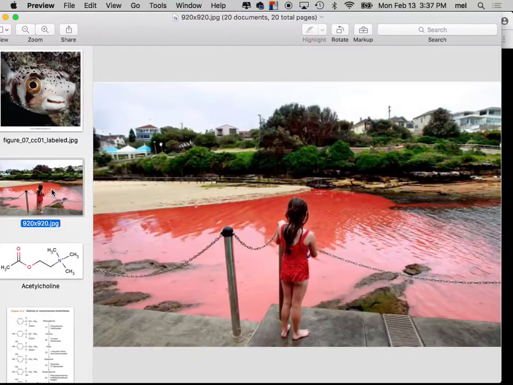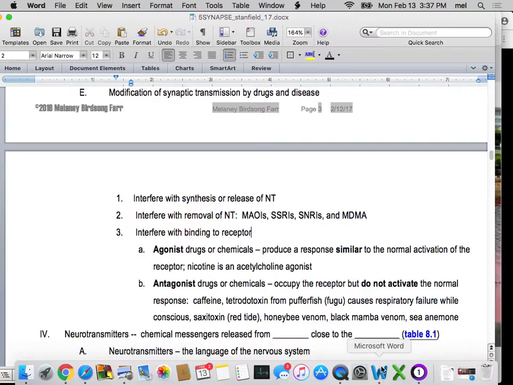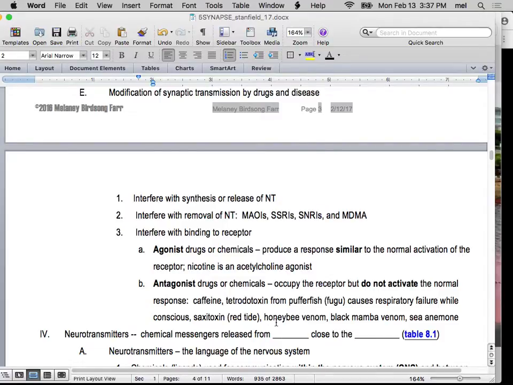It destroys all the shellfish. You can't swim in there. It irritates your skin. If you actually ingest it, it can cause neurotoxin activity. You can't eat anything. So this is red tide, which is a neurotoxin, and it's actually a neurotransmitter antagonist as well. And then the last ones are not as likely to kill you because they stay local. Honeybee venom is a neurotransmitter antagonist, but it stays local, so it doesn't go into your bloodstream. Same thing with sea anemone. It's a neurotransmitter antagonist, but it stays local. But black mamba venom, that'll kill you. It's a neurotoxin. It actually attaches to your neurotransmitters and doesn't let go. So don't play with that.